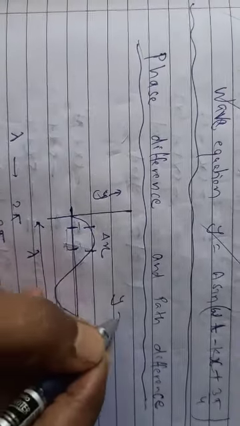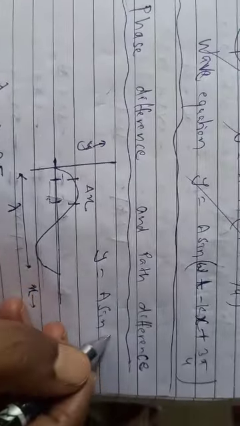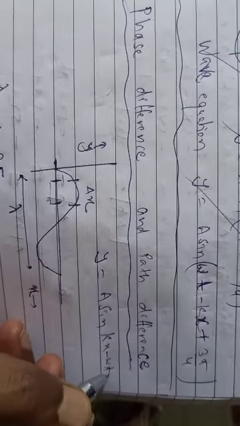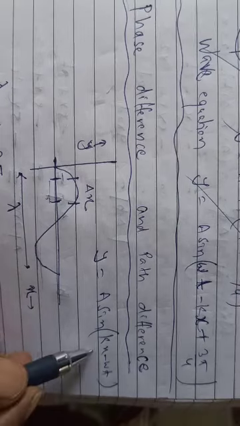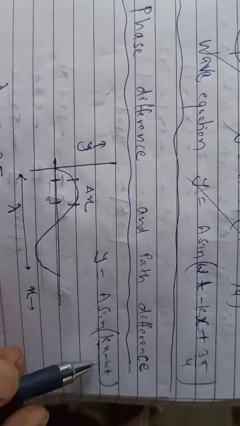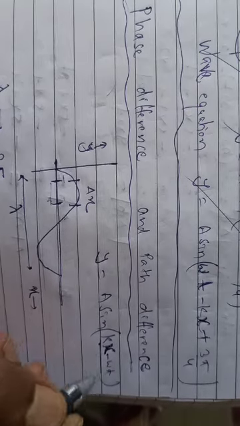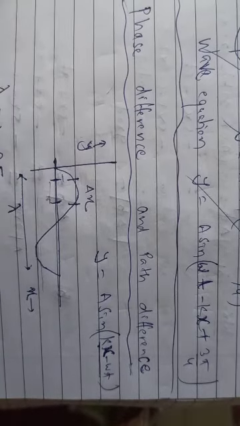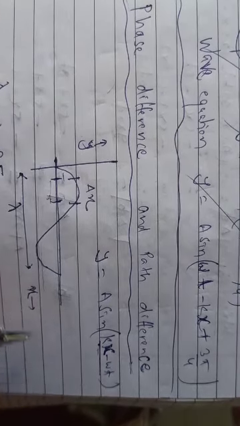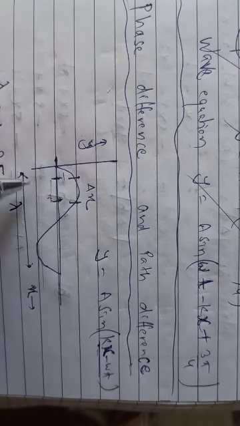Suppose this is a curve y is equal to a sine kx minus omega t. Okay, in that case, this kx minus omega t is the phase. Kx minus omega t is the phase, but the graph is given between y and x. So now for delta x, how much phase difference will occur?